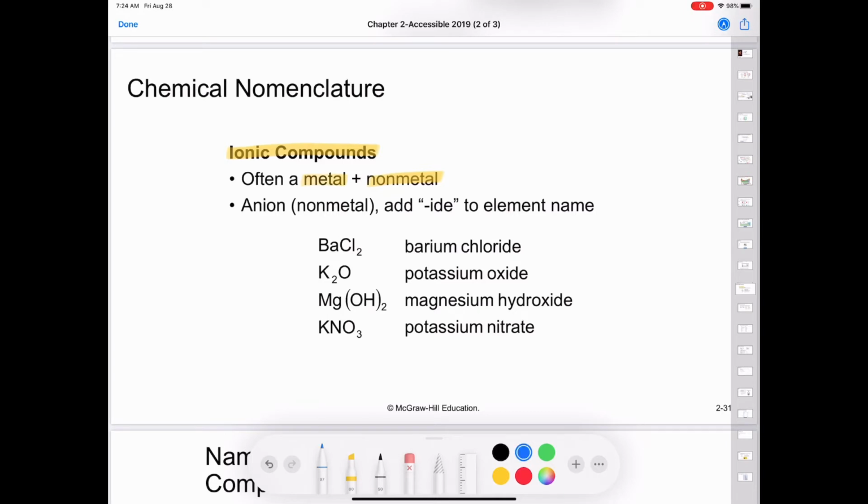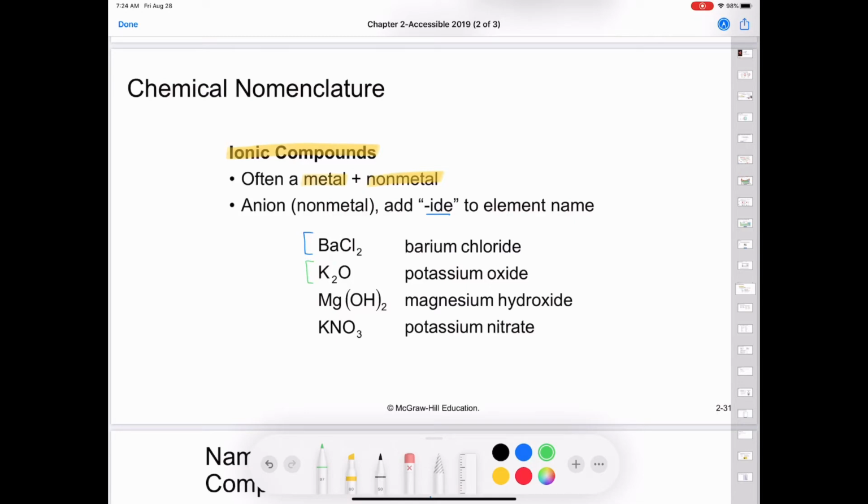So you can see that in this compound here we have barium, which is our cation. The cation remains unchanged. And then we have chlorine, Cl. But again, in an ionic compound, we change the anion suffix to "ide," so it becomes barium chloride. Let's look at the next example. The cation always remains unchanged.